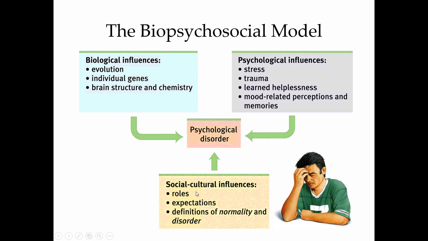And then social and cultural influences: the roles that that culture expects of that person and whether they're capable of performing those roles, other expectations that the culture has of them, as well as how that culture defines what is normal and what is disorder. So whenever we encounter psychological disorder, we need to look at all of these as being potentially causative influences or risk factors.